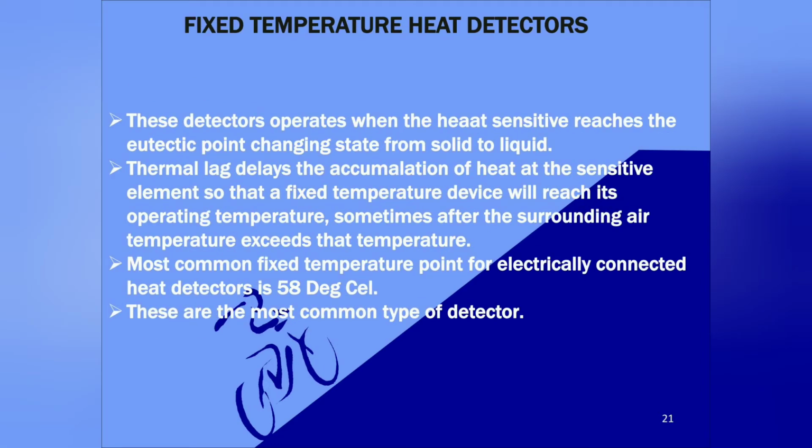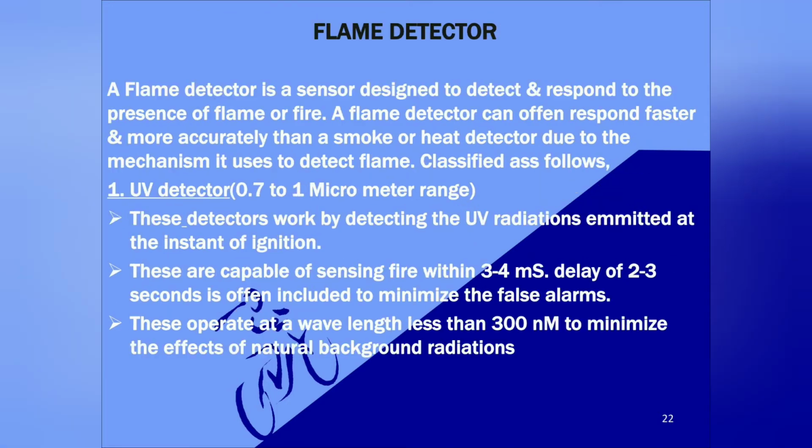Now we can see fixed temperature. Fixed temperature detectors operate when the ambient temperature near the heat sensitive element reaches a preset value, and it will be giving alarm annunciations to our fire alarm control panel. Normally thermal lag delays the activation of the fire alarm control panel, and this is the most common type of heat detector used. These normally operate at a temperature of 58 degrees Celsius.